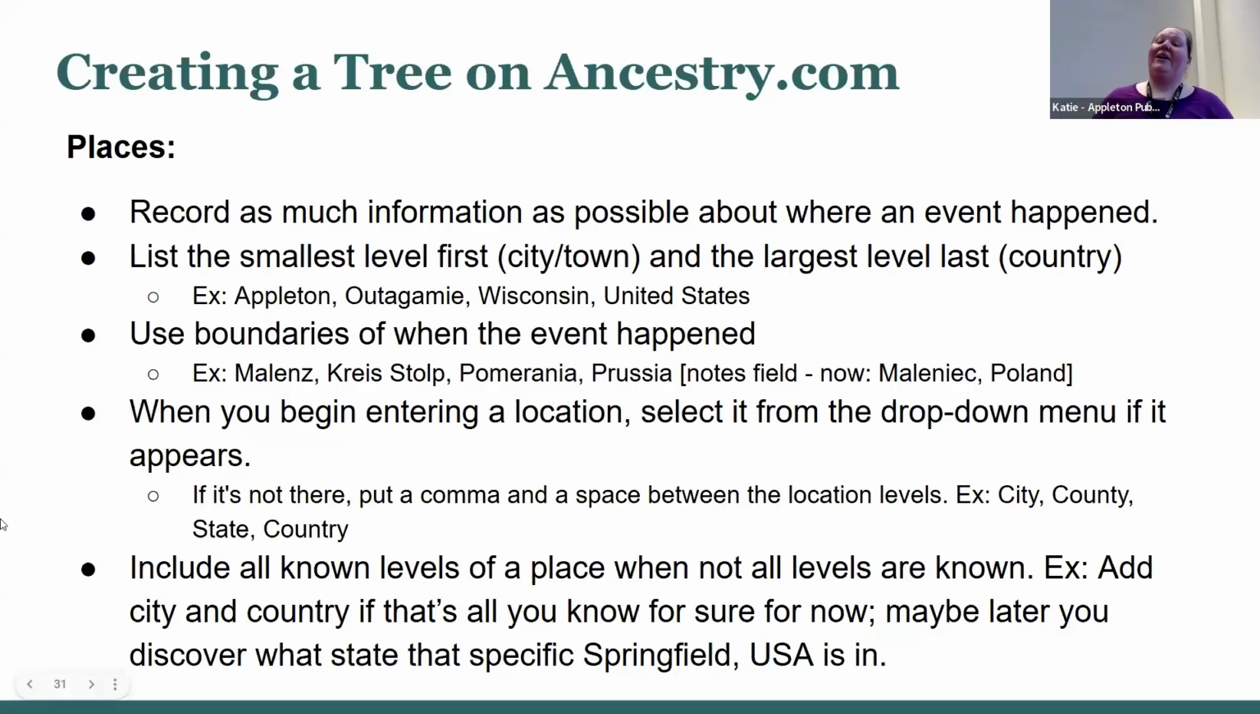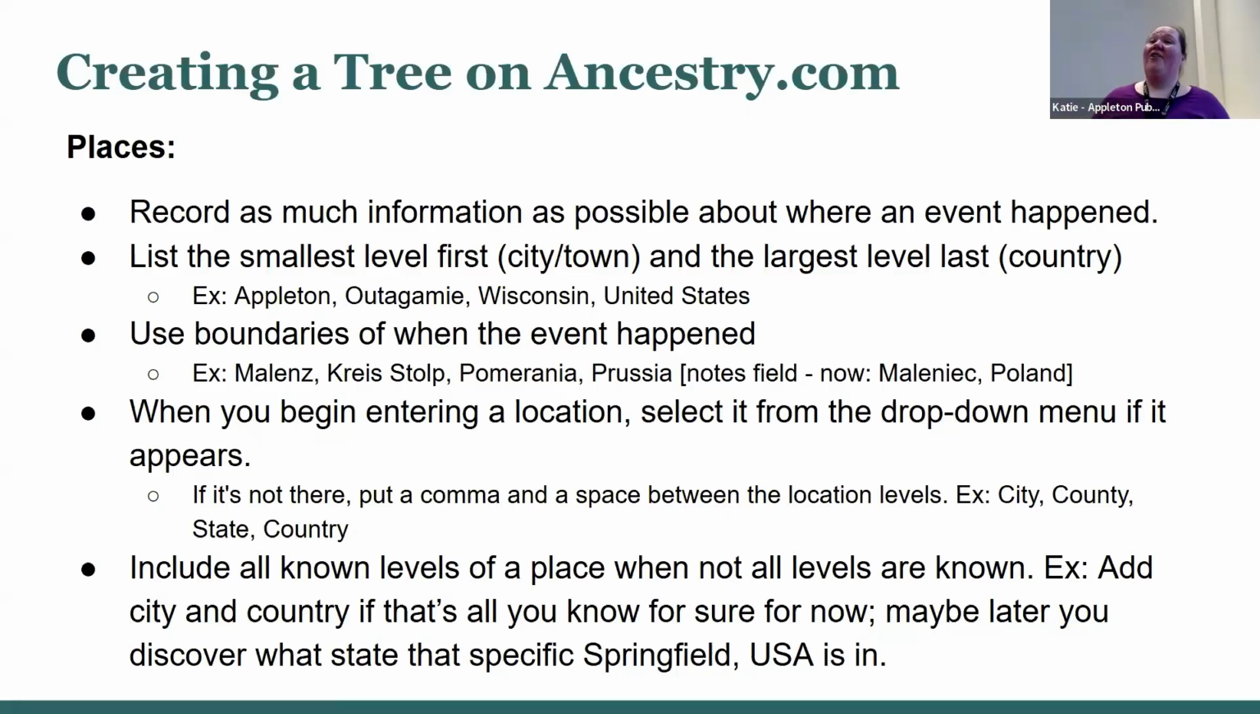When you begin entering a location, Ancestry is really great about giving you options that you can select underneath it. So you can start typing Appleton and it will show you Appleton, Outagamie, Wisconsin, or there's an Appleton in Minnesota or an Appleton out east somewhere that you can select without having to type the whole thing. If it's not there for some reason, you always just want to put a comma and a space between the location levels. So that city or town, comma, that county, comma, that state, comma, that country, and then that'll be your location.